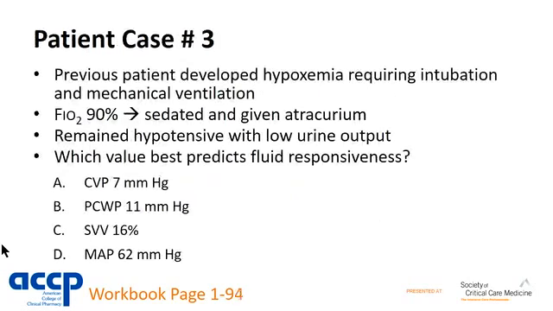Moving on to case number 3. The previous patient that we talked about developed hypoxemia requiring intubation and mechanical ventilation. His FiO2 was elevated all the way to 90% because of hypoxemia, so he was sedated and started on atracurium infusion. He remained hypotensive with a low urine output. And so which of these values best predicts if this patient will be fluid responsive?